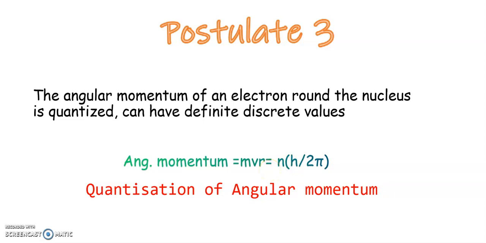That is, the angular momentum of an electron may be h by 2 pi or a simple whole number multiple of h by 2 pi, such as 2h by 2 pi, 3h by 2 pi, etc., up to nh by 2 pi. This principle is known as quantization of angular momentum.